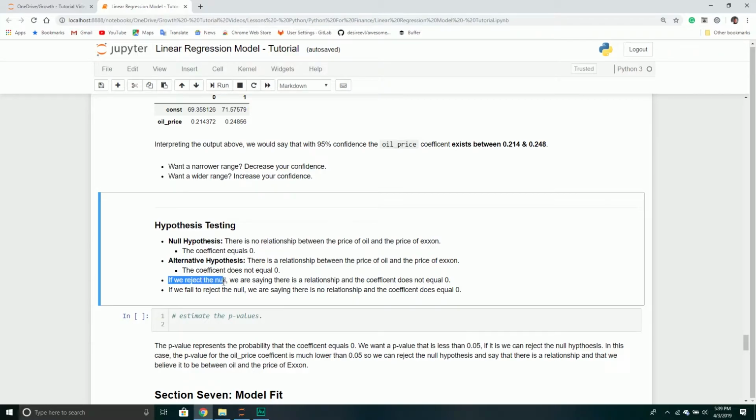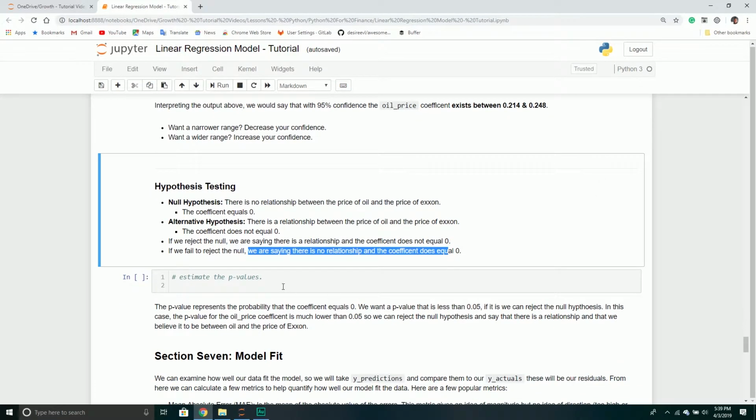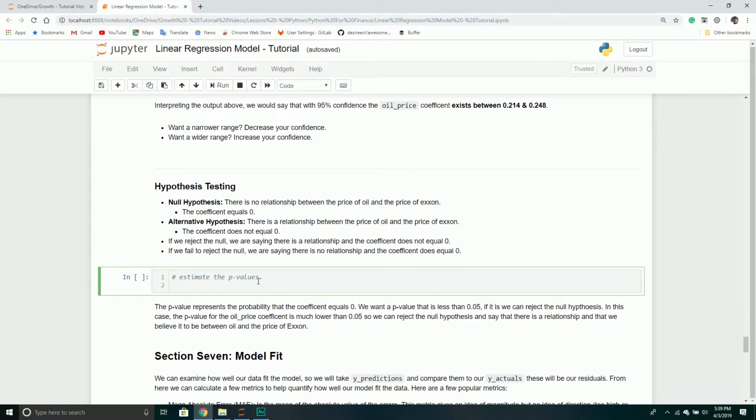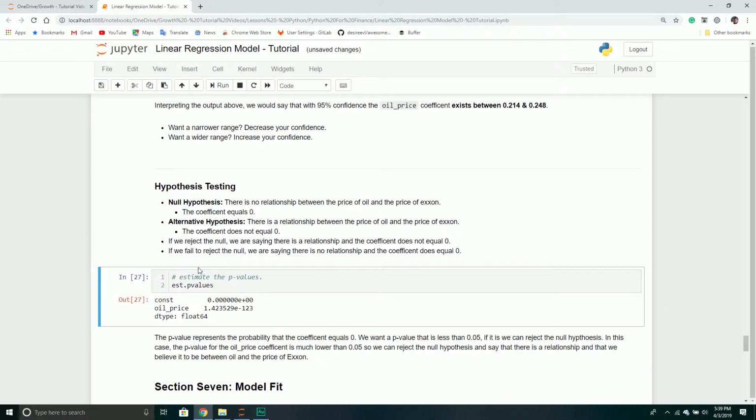So again, to reiterate, if we reject the null, we are saying there is a relationship and the coefficient does not equal 0. If we fail to reject the null, we are saying there is no relationship and the coefficient does equal 0. Now, lucky for us, this is really easy to calculate. Again, we're going to take our model and look at the p-values and then interpret it. Okay, so we can disregard the constant one.